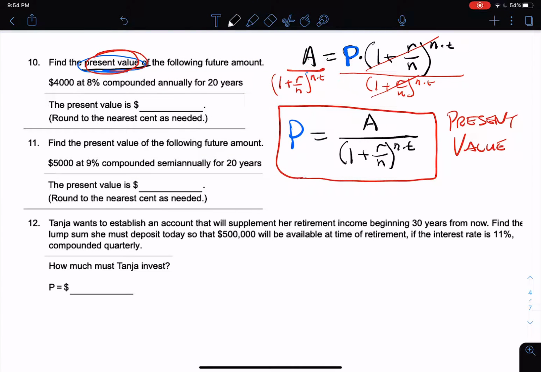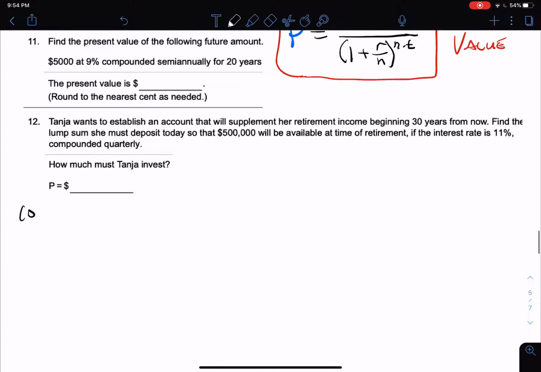Find the present value of the following future amount. So if I want to have $4,000 and I know I can make 8% on it compounded annually, and I'm going to do this for 20 years, how much money do I need to start with? That's the question, right? That's the question. Okay, so $4,000. Okay, well, let's do it. Number 10. And let's just go ahead and use that formula to get used to it. P equals the amount. So this, once again, is your future amount, the goal that you're shooting for.